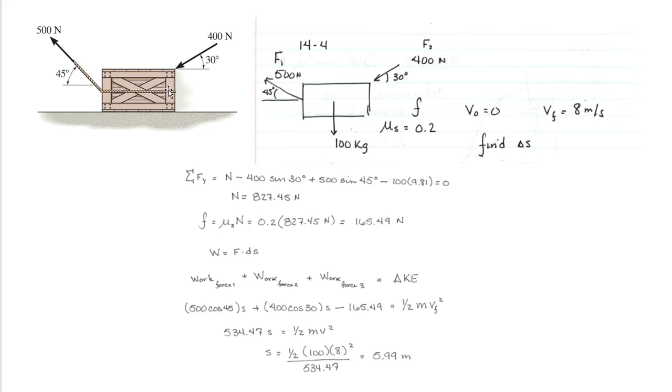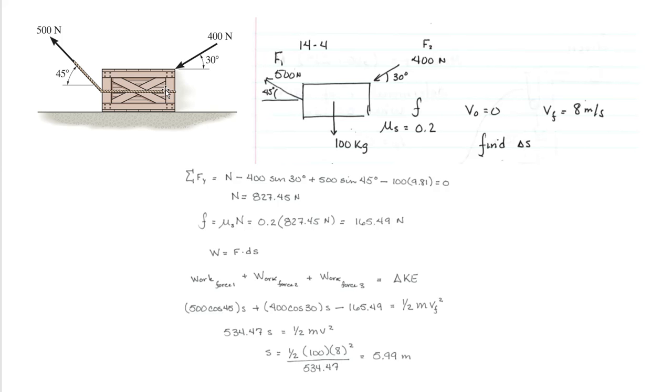This is problem 14-4, so I'm going to read it for you. We have a 100 kilogram crate that is subject to the forces shown. If it's originally at rest, so we're going to have to overcome that static friction, determine the distance it slides in order to reach a speed of 8 meters per second. The coefficient of kinetic friction between the crate and the surface is equal to 0.2.